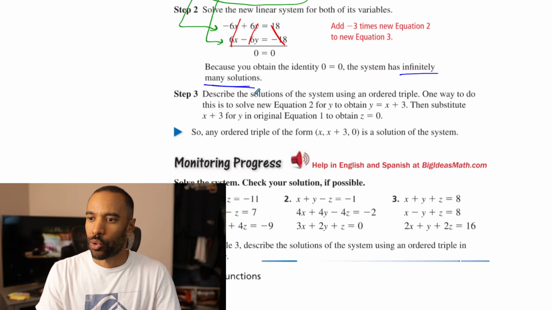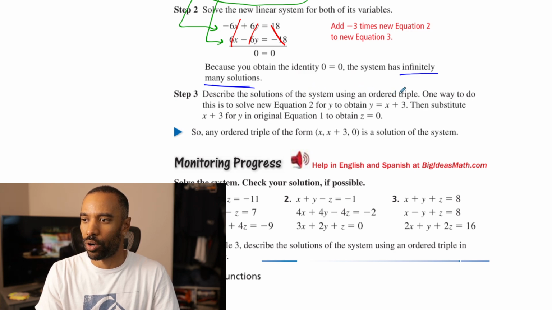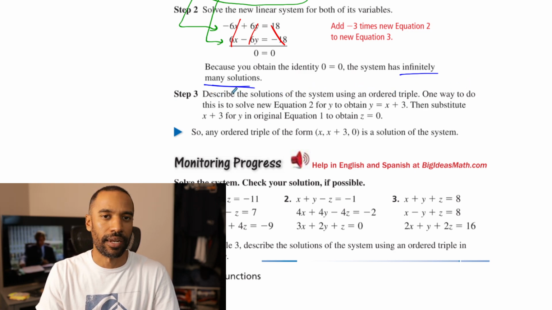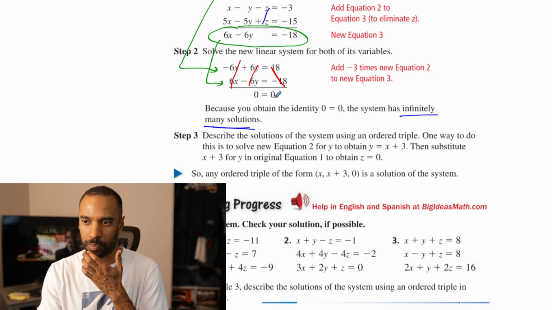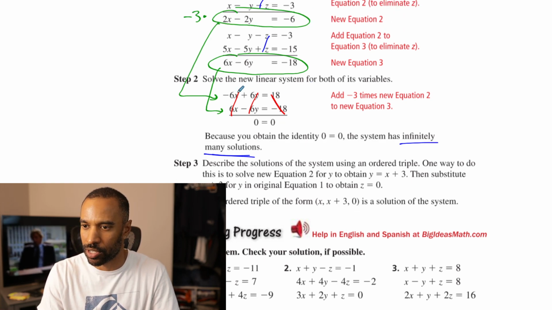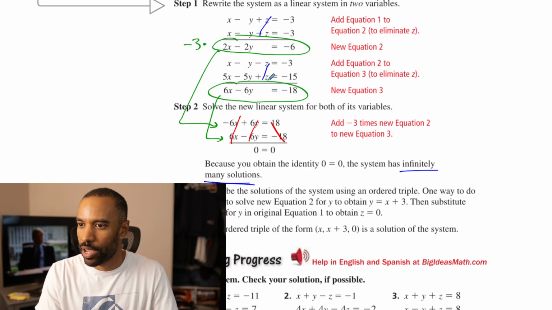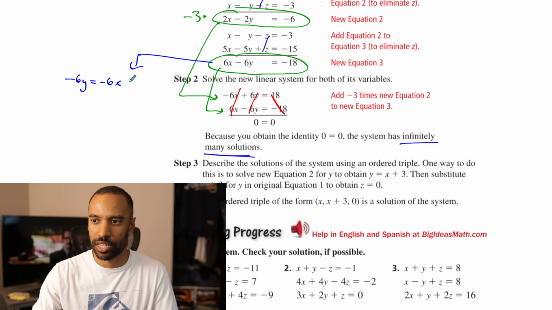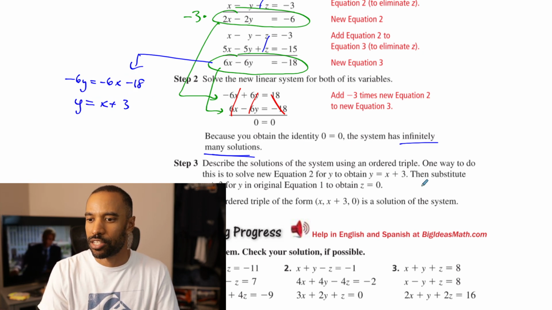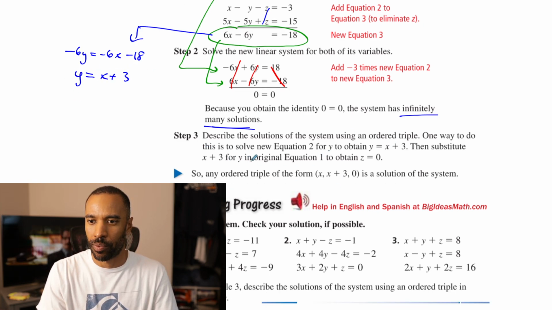Describe the solutions of the system using an ordered triple. One way to do this, I didn't think about this. Hold on. One way to do this is to solve new equation 2 for y to obtain y equals x plus 3. I didn't see this before. So they take new equation 2, I think this one right here. They're taking this equation and rewriting it. Negative 6y equals negative 6x minus 18, divided by negative 6. They get y equals x plus 3. And then substitute x plus 3 for y in the original equation.